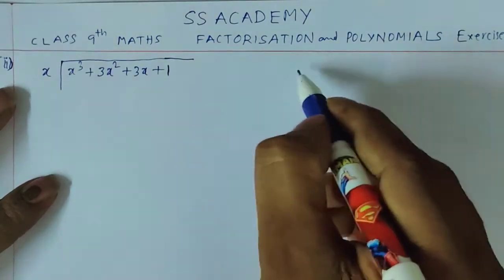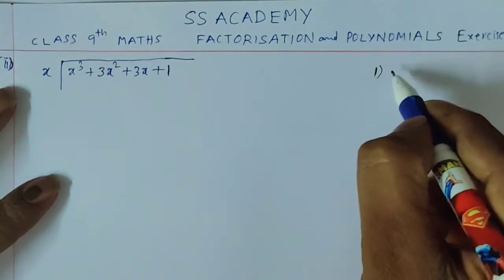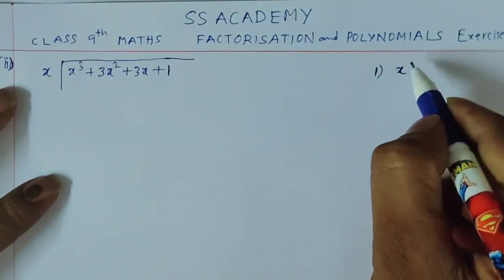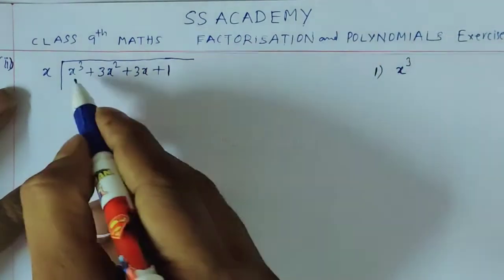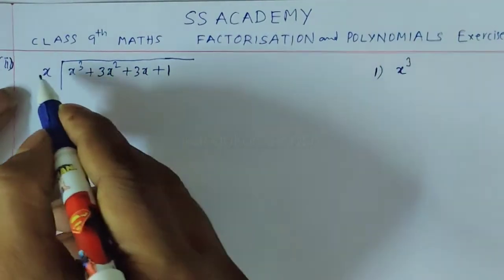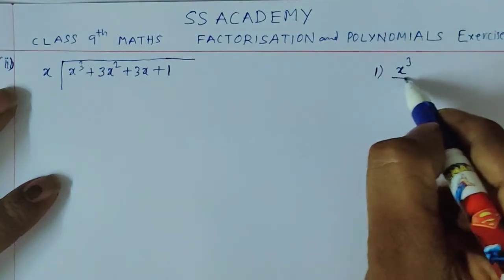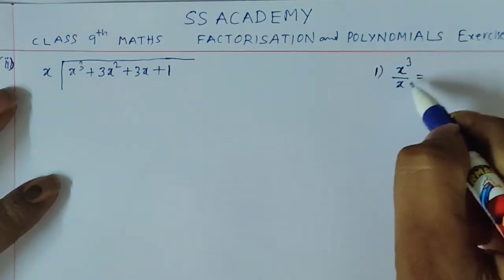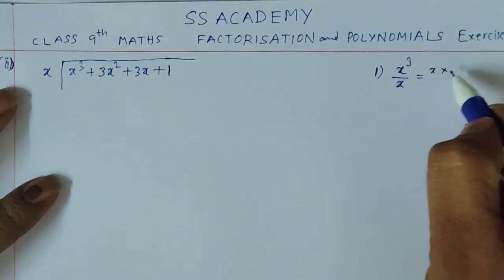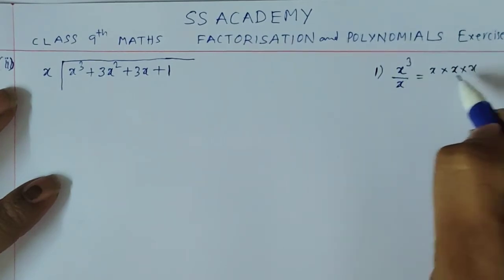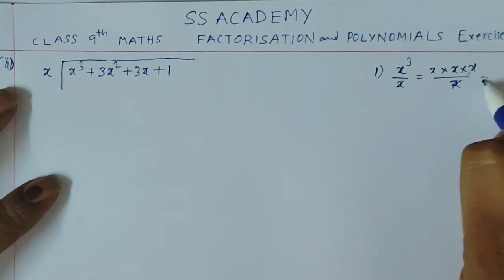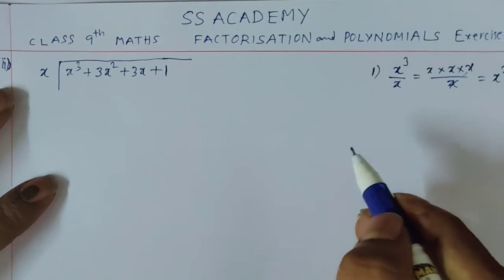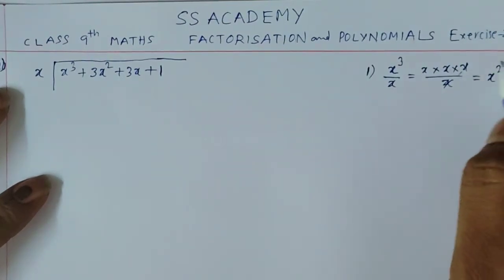The first step: what is the first term in the dividend? X cube should be divided by the first term in the divisor. The first term in the divisor is x. So x cube can be written as x into x into x, divided by x. X gets cancelled, you will get x square.